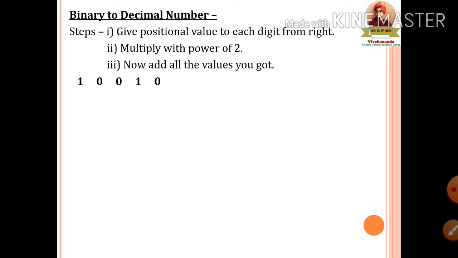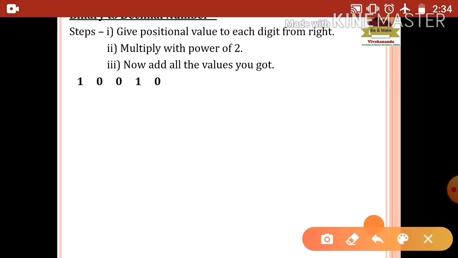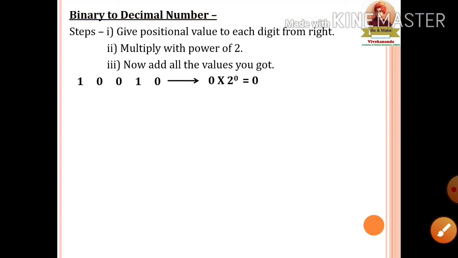So we are going to consider our rightmost digit, that is number 0. This number will be represented as 0 into 2 raised to 0. Second step: multiply with power of 2. Why power of 2? Because 2 is the base of the binary number system. And 0, why have we written it?